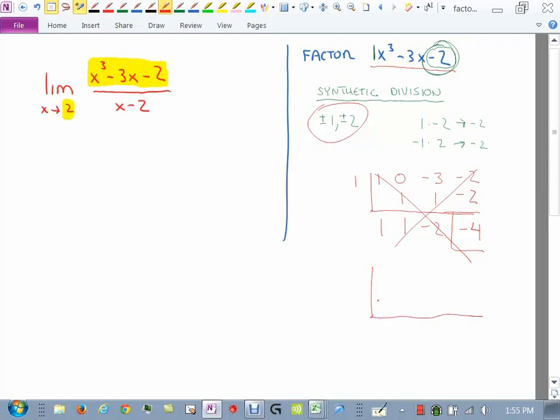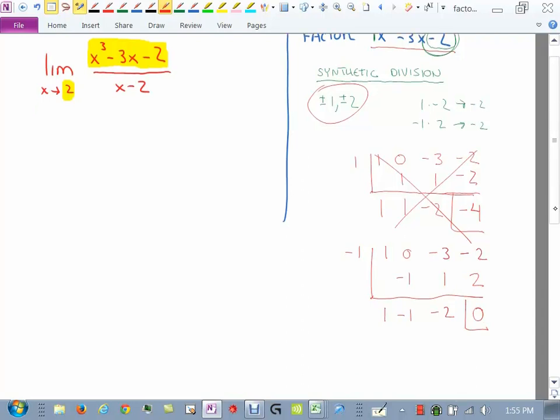So now I try it again, and this time I try another number. So let me try here instead of +1, -1. 1 comes down, multiply, -1, add down, multiply, +1, this is -2, +2, and when you add down, you get 0. So yes, that does work.